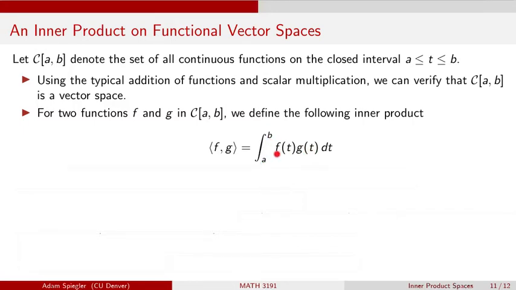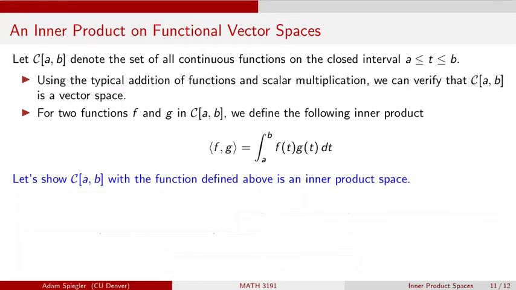So this is going to be well defined. If f is continuous and g is continuous, then the product f times g is continuous, and therefore we can integrate continuous functions. So let's verify that this is indeed an inner product, and that gives us a way of defining distances and angles in our vector space of continuous functions from a to b.